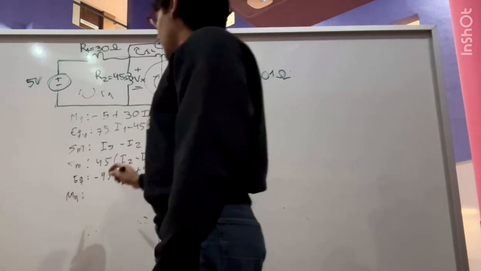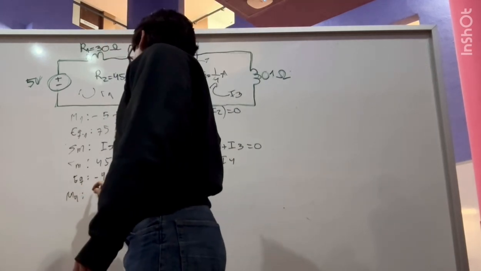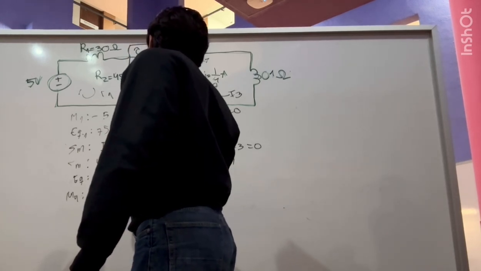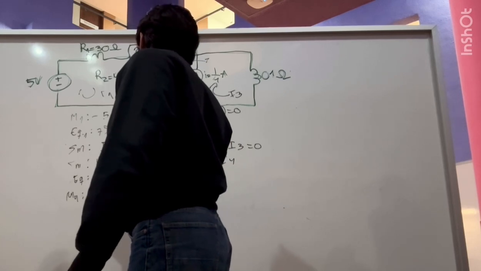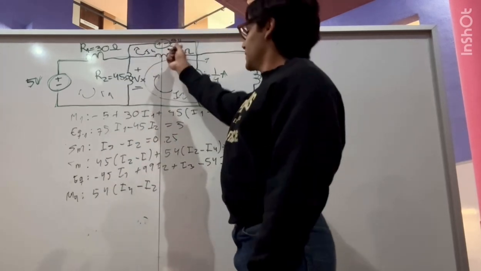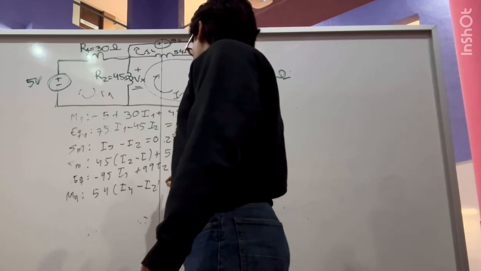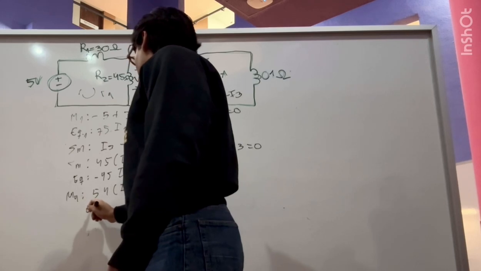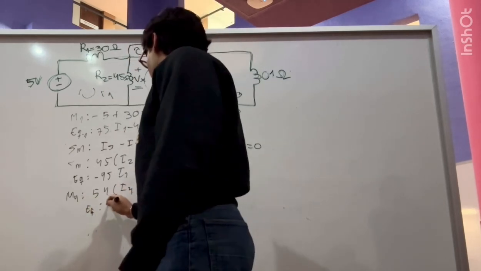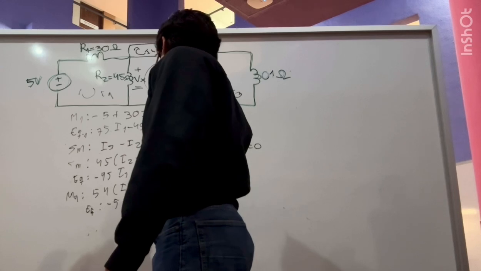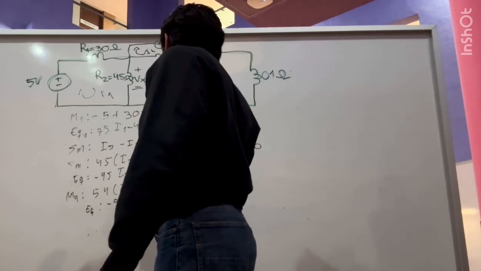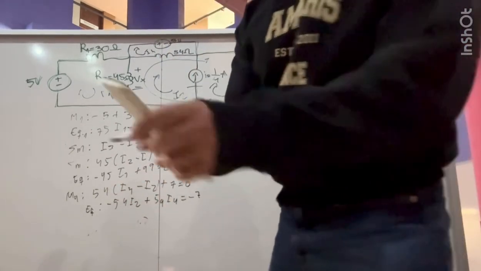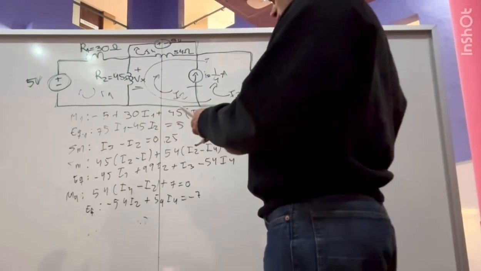And we go to the last mesh, which is mesh 4, which has a 54 resistance, and that is multiplying I4 minus I2, and we also have a voltage which is entering the positive, so it's going to be plus 7 equals to 0. This we can factorize into minus 54 I2 plus 54 I4 equals to minus 7. Then I'm going to grab my calculator and I'm going to input the values.